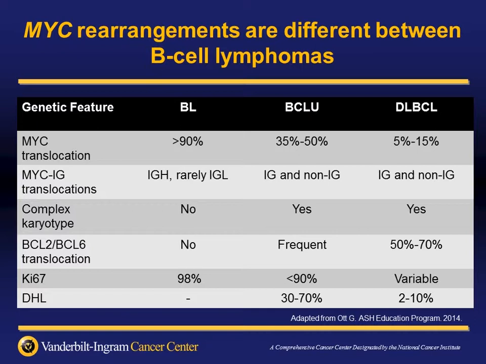It doesn't have to be the partner chromosome, so it can be with another non-immunoglobulin gene other than chromosome 14. They have a complex karyotype. About a third will have BCL2 translocations, a third may have BCL6 translocations. The Ki-67 is variable, and the double hit is somewhere between 2 to 10%.